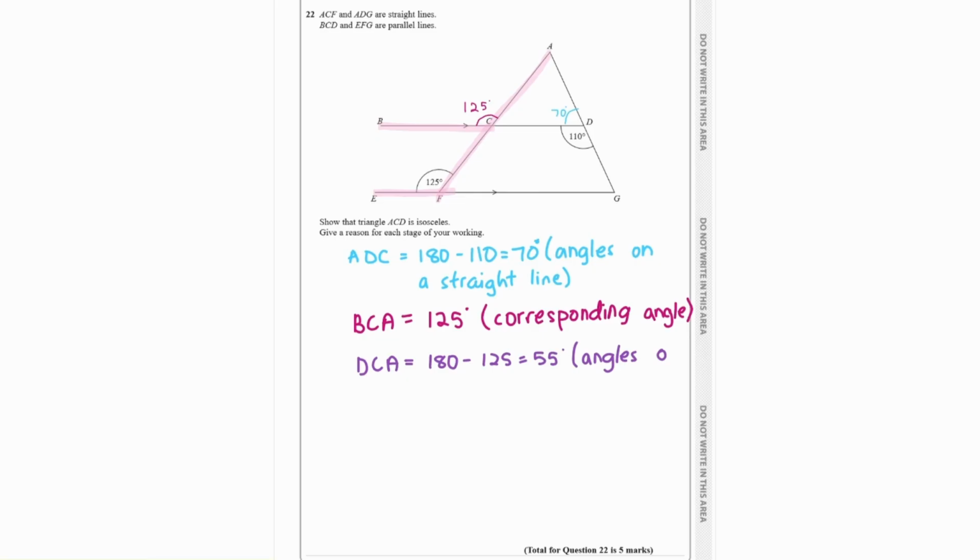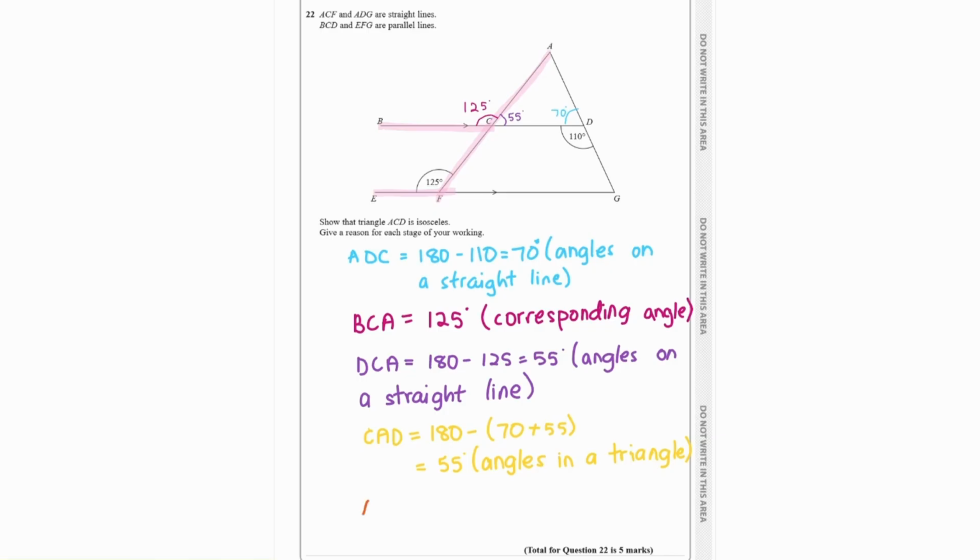And the reason that we can give for taking away from 180 is also that angles on a straight line add up to 180. We can also label that onto the diagram, and as we can see that ACD is a triangle, and we know that angles in a triangle add up to 180. So to find angle CAD, we can simply take away from 180 the sum of the 55 and 70 degrees. And if we work that out, that gives us 55 degrees. And the reason we took this away from 180 was because angles in a triangle add up to 180.